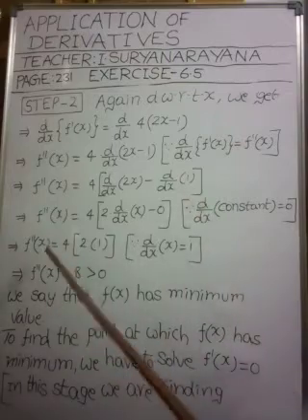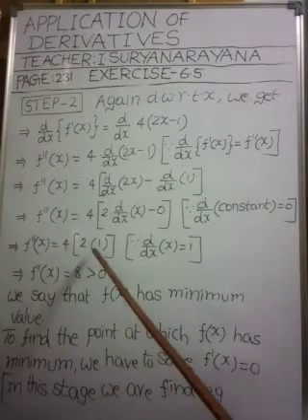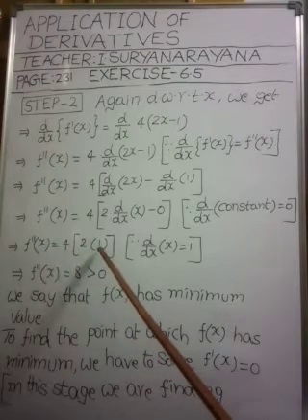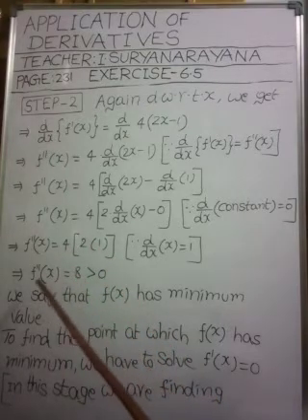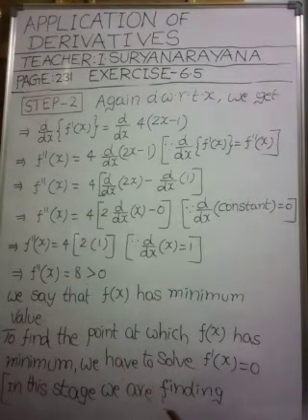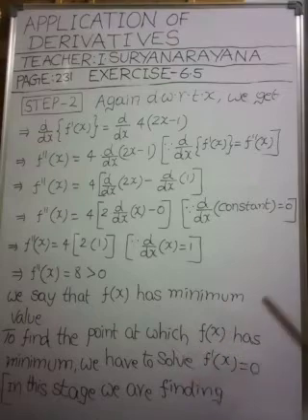This implies f double dash of x is equal to, what will you get by simplifying these numbers? 4 into 2, 8, 8 into 1, 8 only. So finally we got f double dash of x value is 8. It is a positive real number, isn't it, my children?